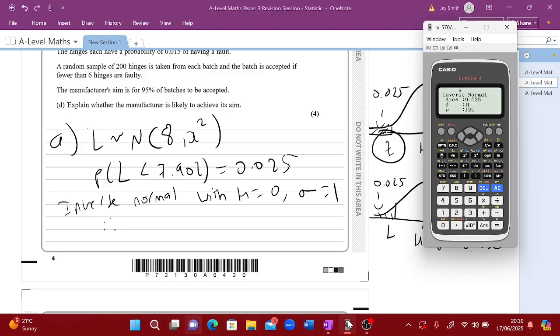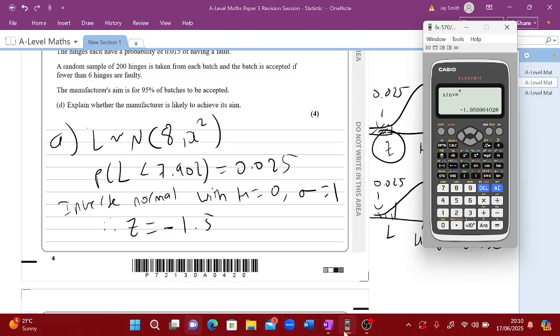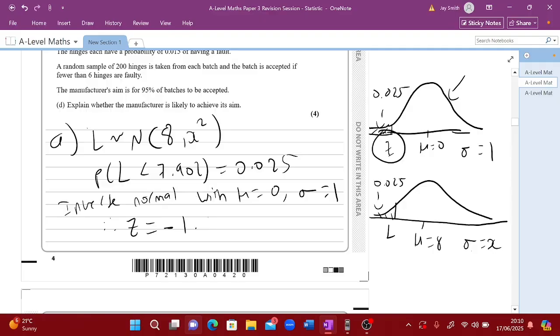So the sigma would be 1, the mean would be 0, and we get this. So the inverse would give us the z value minus 1.95996. I guess I'll just write that down. I know what you mean by z. Z is the variable associated with the standard normal distribution anyway. I guess you could say that probability of z. No, I'm going to leave it there. So that's our z value.